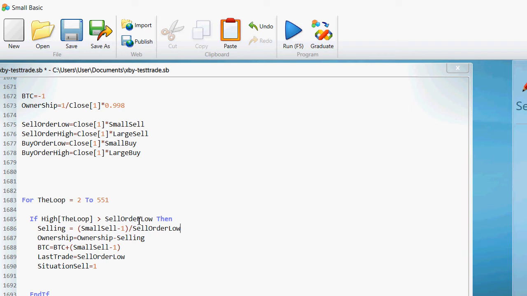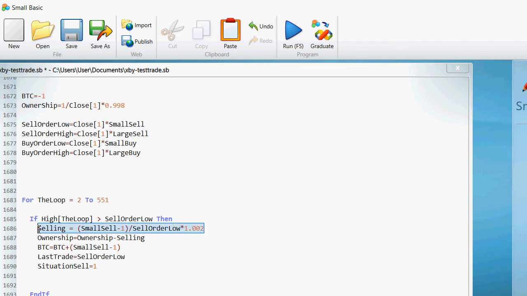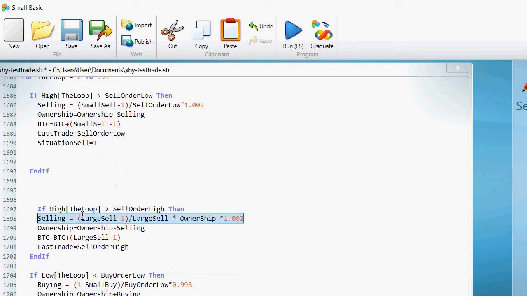So you're selling 0.2 Bitcoin worth, and those numbers could all be wrong now, but 0.2 divided by the sell order, and within the rake you're going to have to sell more, so we'll multiply this by 1.002. So I'll copy this and paste it in here. Now this is for the high one.